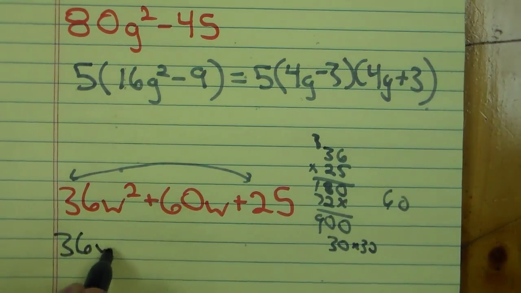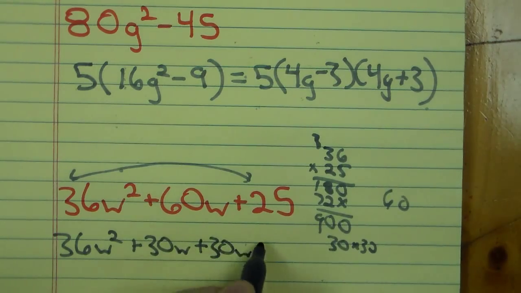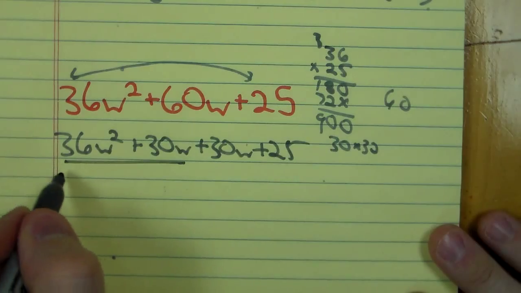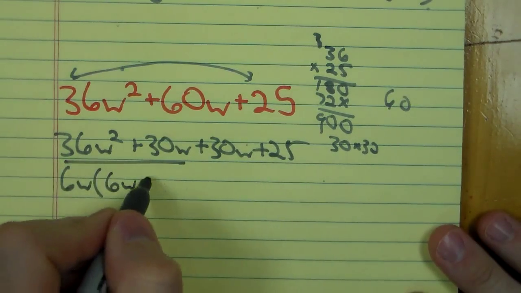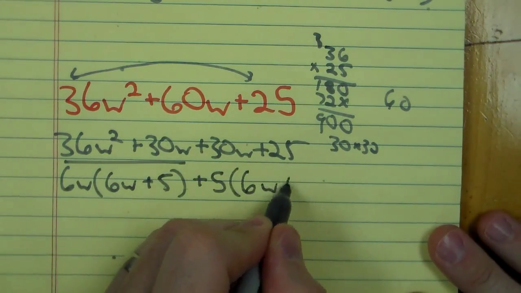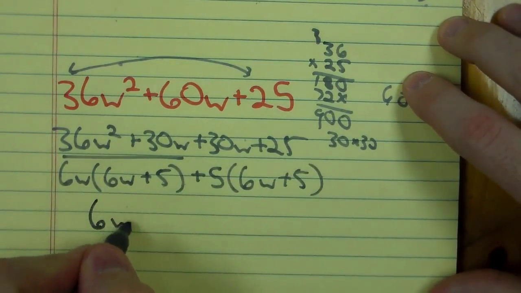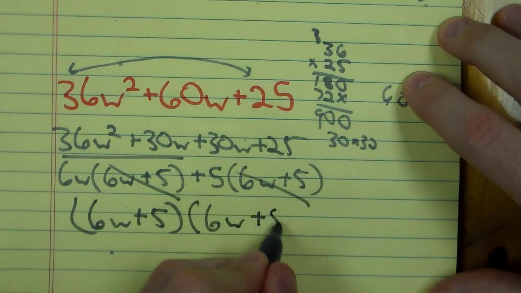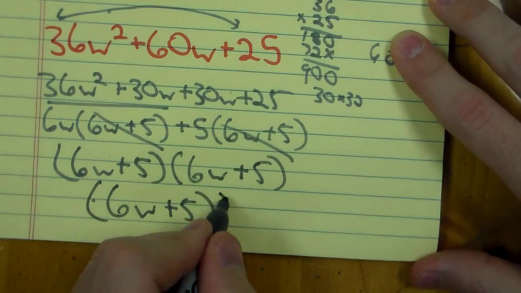So let's go 36w squared plus 30w plus 30w plus 25 and see where that takes us. I can take a 6w out of the first two terms. Leaves me with 6w plus 5. I can take a 5 out of the next two terms, which is 6w plus 5. They match. That's a good sign. So we're going to go 6w plus 5 was the matching terms. We're left with 6w plus 5 as our other factor. They're the same thing, so we can write them squared.